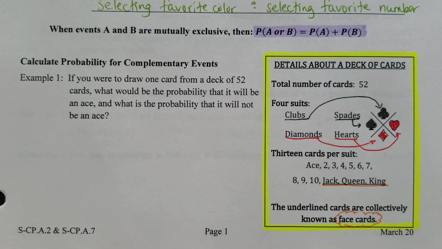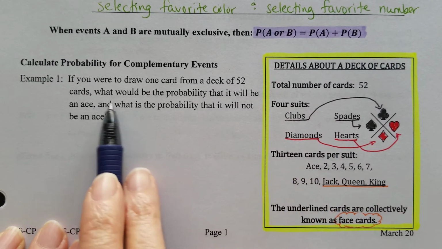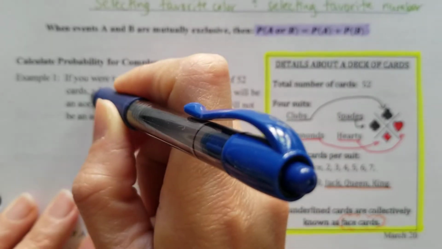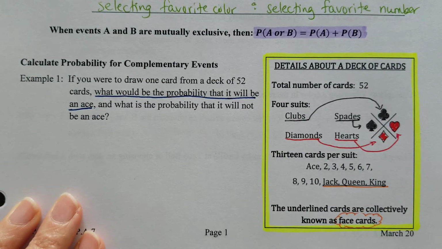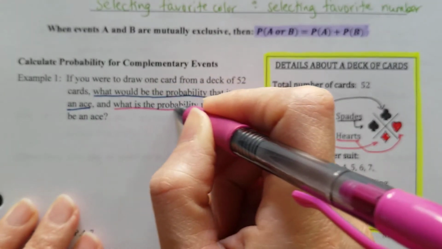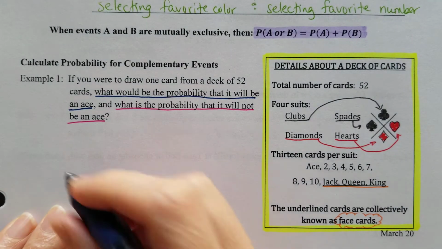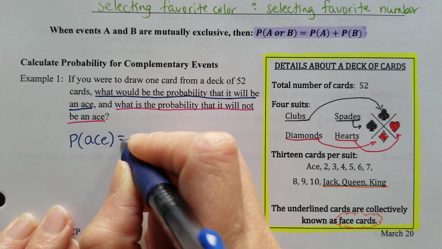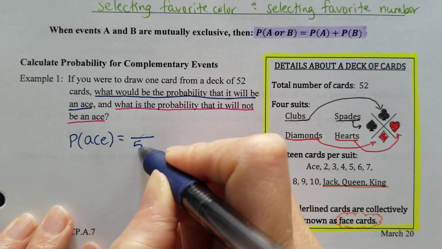So bearing that in mind, as we look at example 1, it asks us if you were to draw one card from a deck of 52 cards, what would be the probability that that card would be an ace? That's the first question. And then what is the probability that it will not be an ace? That's the second question. So the probability of my selecting an ace, I'm going to name that the probability of ace, just like so. Again, we're drawing from the entire deck, so my denominator is 52.